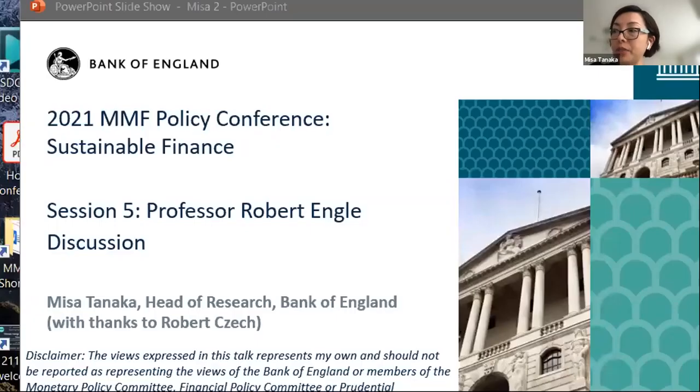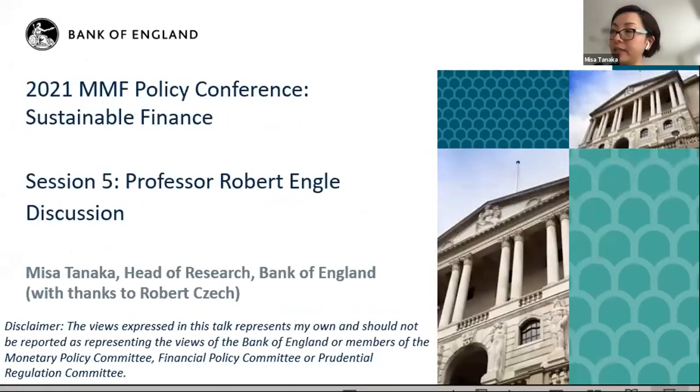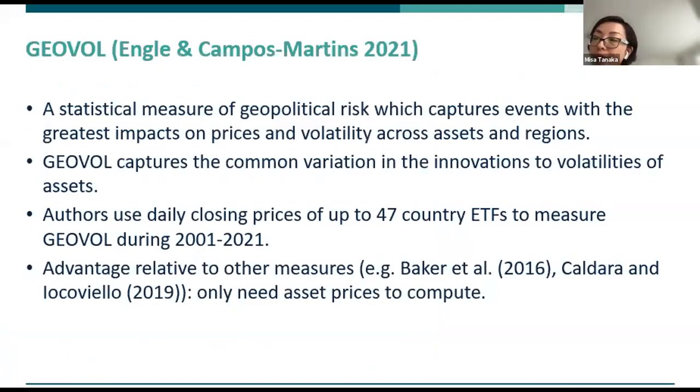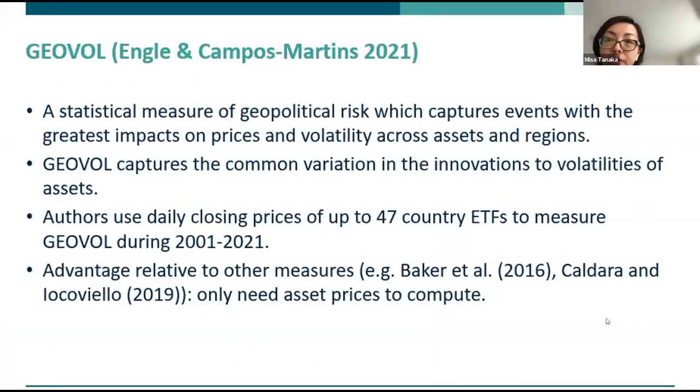I wanted to focus my discussion primarily on the GEOVAR and SRISK concepts that Professor Engle introduced, because both of these are very relevant for thinking about climate policies. So let me first talk about the GEOVAR that Professor Engle introduced. Now that is basically a measure that captures the common variation in the innovation of volatility of assets. And to model and measure GEOVAR over time, Professor Engle and his co-authors use daily closing prices of up to 47 country ETFs, including emerging and developed markets. Now, I think the main advantage of this measure relative to other measures that have been introduced for capturing geopolitical risk is that it only needs asset prices to compute, unlike other measures that rely on, say, textual measures. So they are very simple to compute.